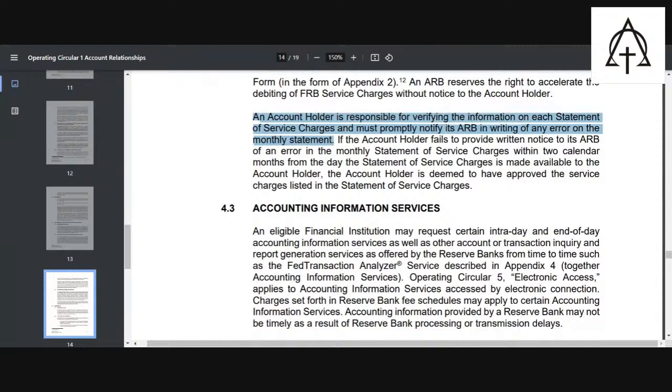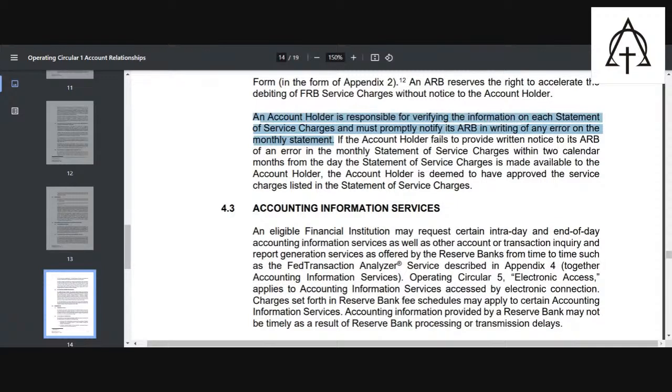An account holder is responsible for verifying the information on each statement of service charges and must promptly notify its ARB in writing of any error on the monthly statement. So I'm giving you guys the information. You now have the knowing. You now have a duty to verify the information on the statement is in error. You now know the error, at least one of them. And that one error is cause enough for review of the entire record, because the record must reflect accurately. It is the integrity of the record. It is the enumeration of the record. That is why it's called integrity. It is integral. It means integers.